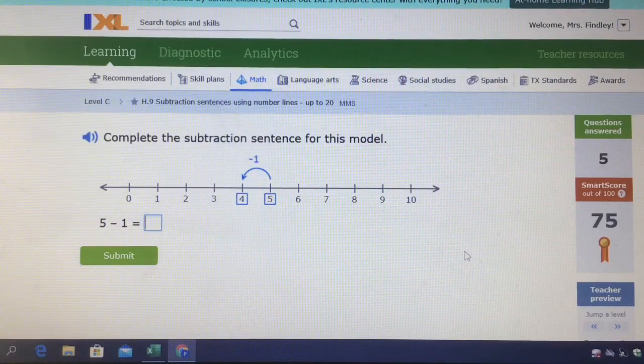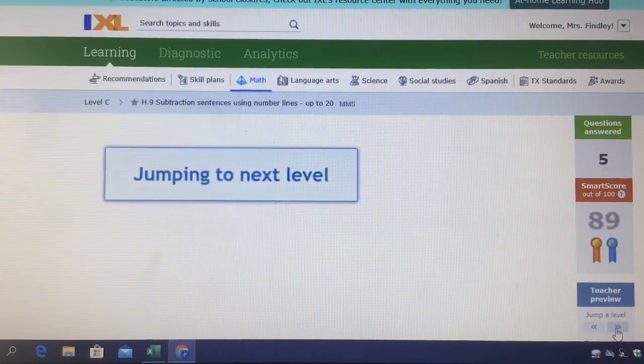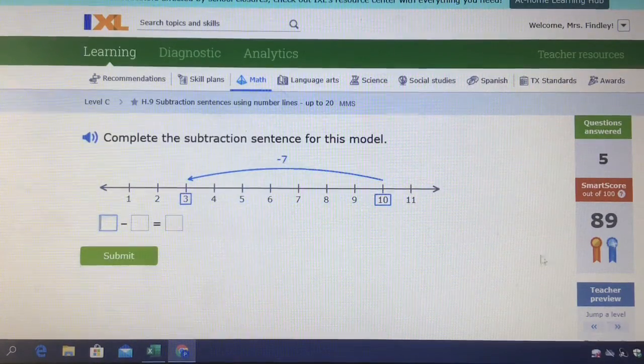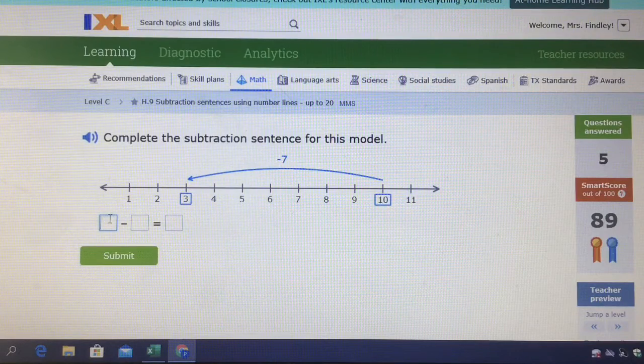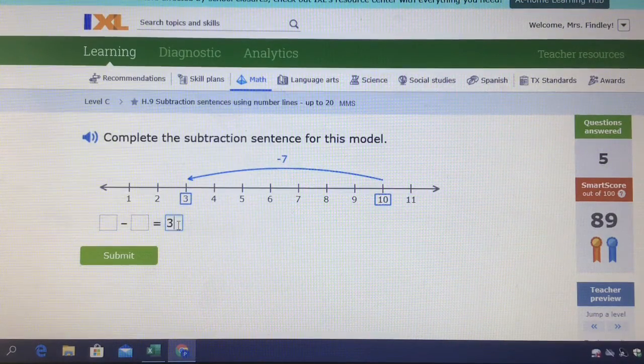Let's jump up to the next level of problem and see what's next. This time we have to fill in the entire math sentence. So where are we starting? How much are we taking away? And where do we finish? Do we start here? Nope, our arrow points to our answer. So we already know that our answer is going to be 3.